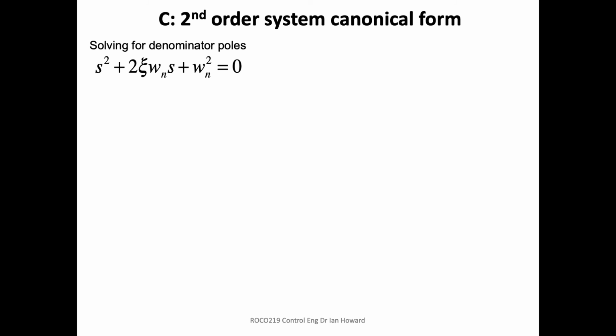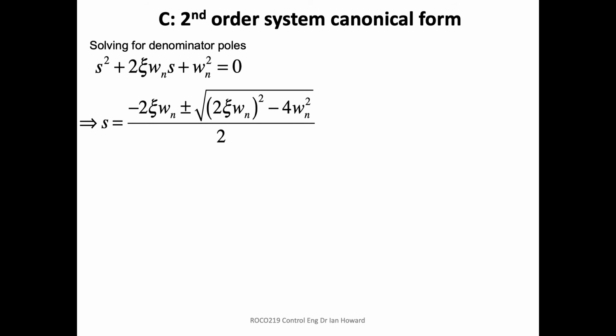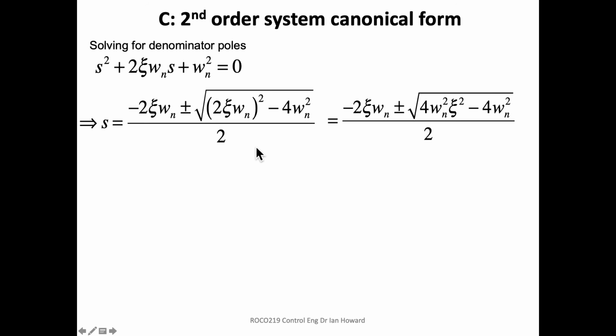So if we solve this equation now, which is quite easy, the a is 1, the b is 2 zeta omega n, and the c is omega n squared. This is minus b plus or minus the square root of b squared minus 4, with a being 1, and c, divided by 2 times a, which is 1. And we just have to rearrange that slightly and multiply out the squared term here. We can take out 2 omega n because it's 4 omega n squared in there, so we take that out.